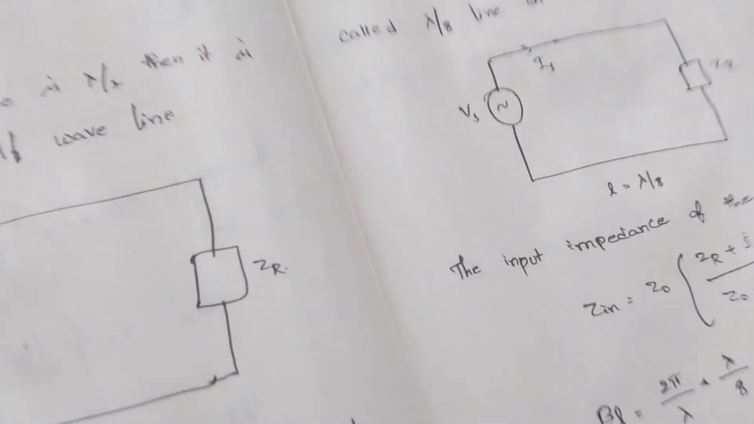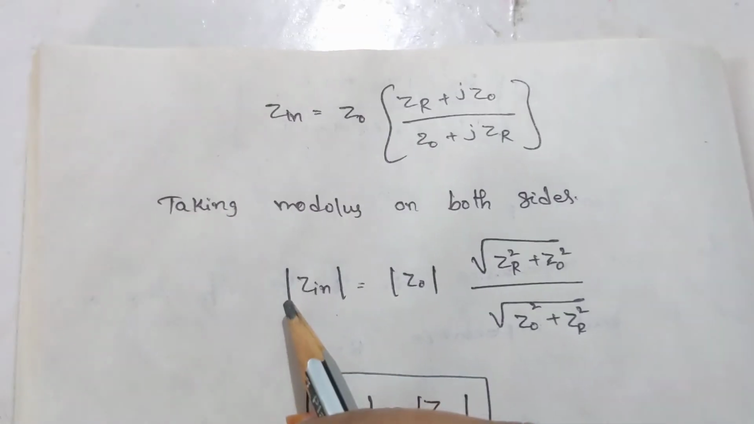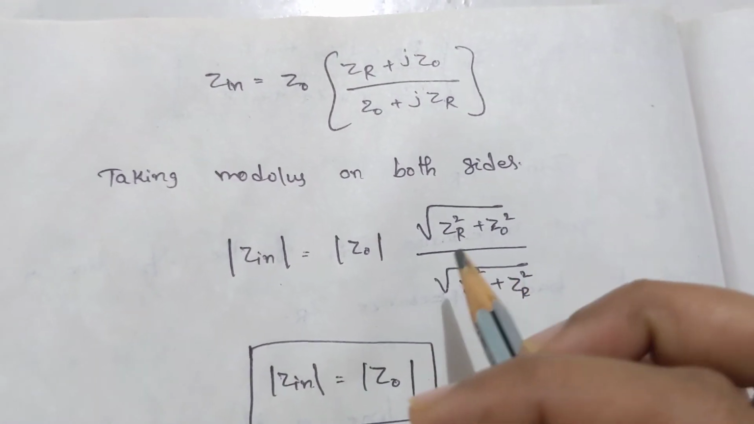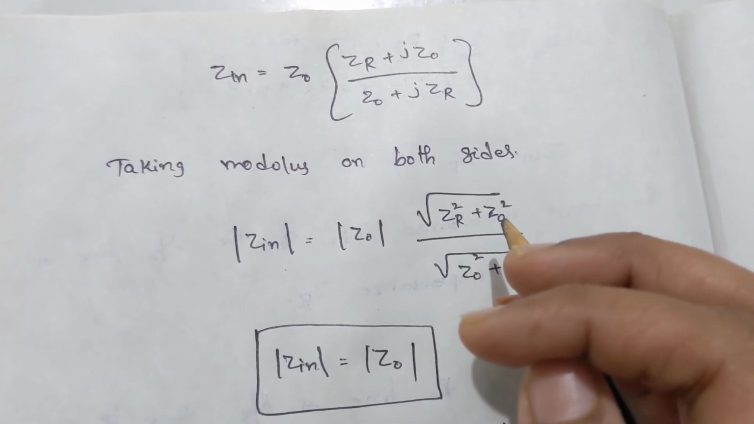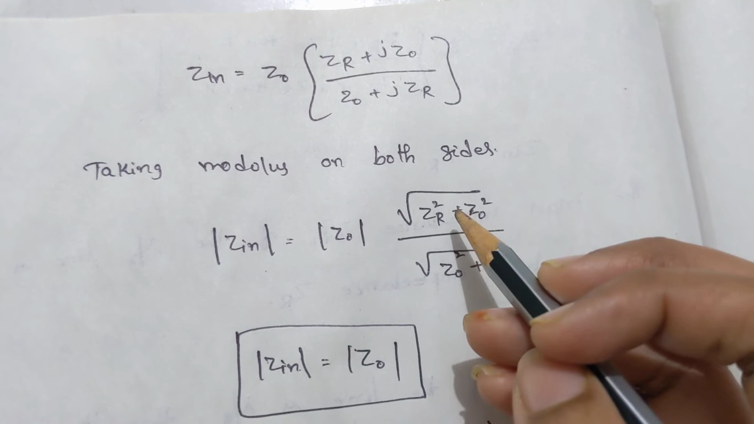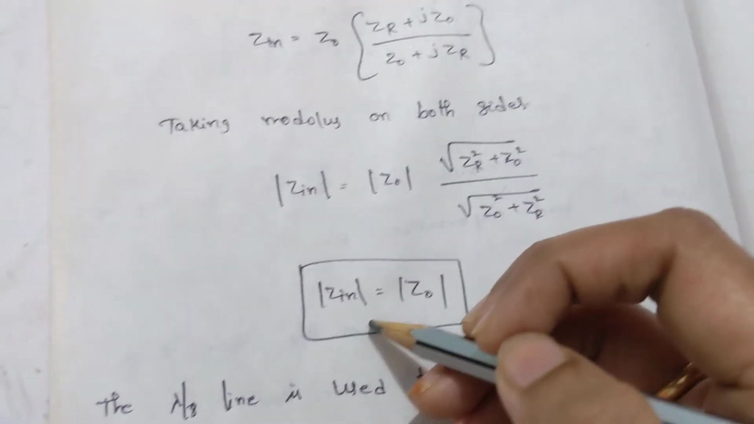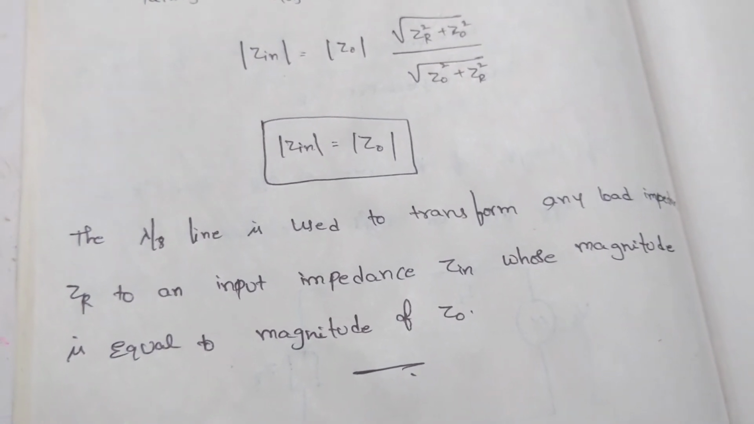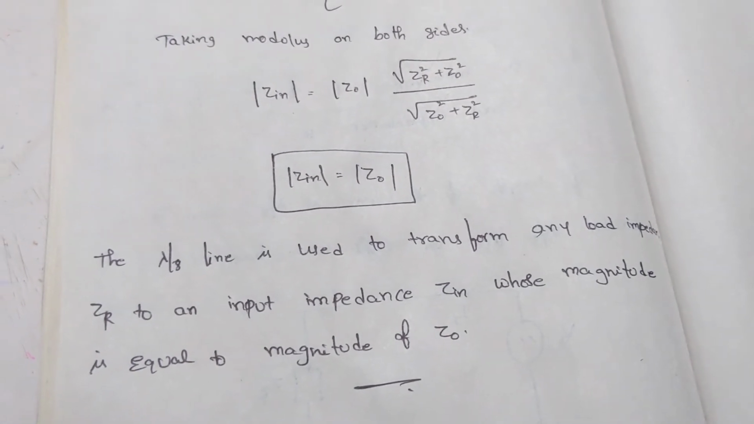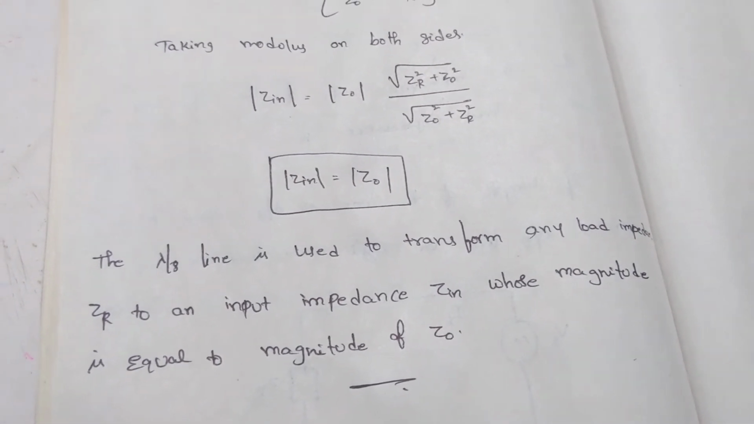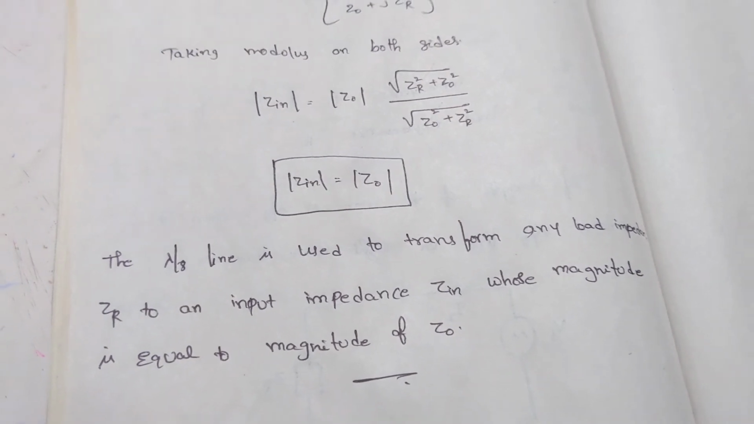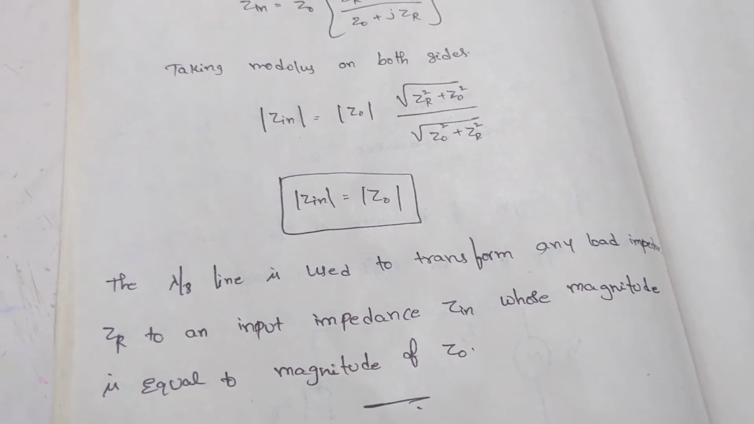So for that, I take the modulus on both sides. When you take the modulus on both sides, modulus of Zin equals modulus of Z0 times the modulus of the complex term, square root of Zr square plus Z0 square, over the same. Now the numerator and denominator are equal, so they cancel each other. So modulus of Zin equals modulus of Z0. That means the lambda by 8 line is used to transfer any load impedance Zr to an input impedance Zin whose magnitude equals Z0. Whatever load impedance you connect, the input impedance magnitude equals the characteristic impedance in a lambda by 8 line.